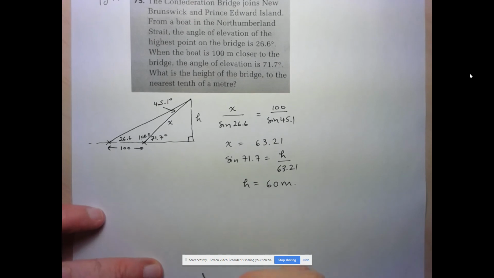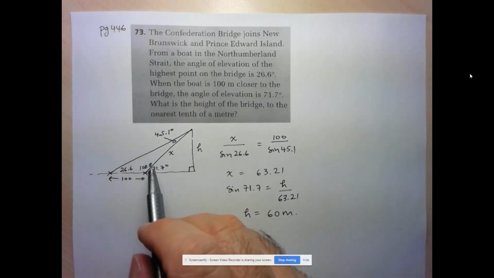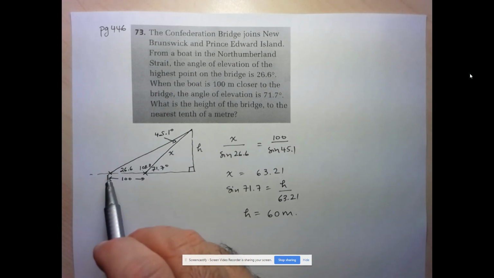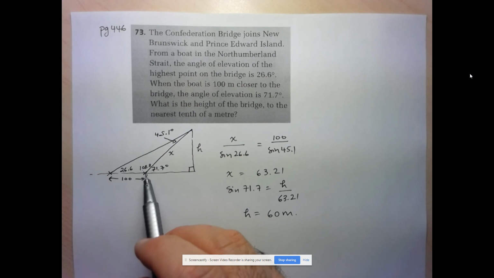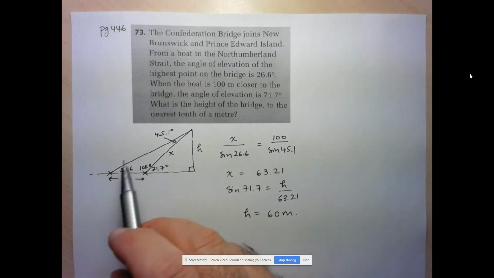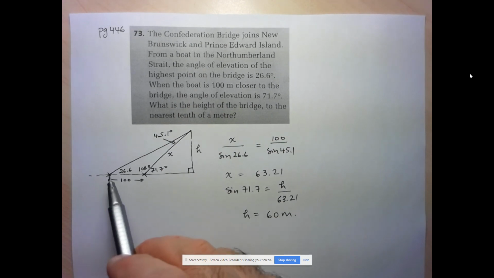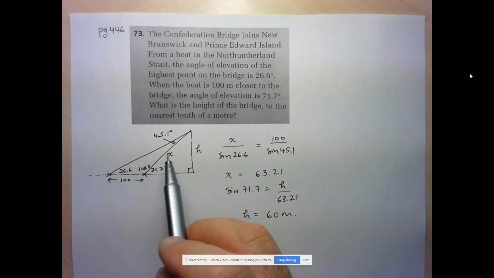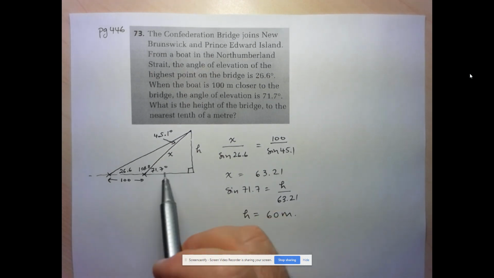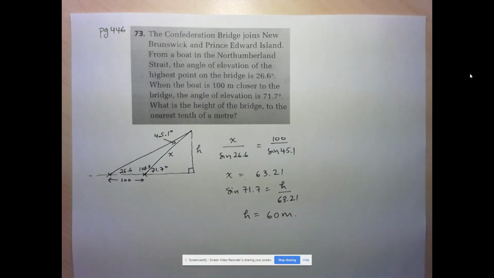So let's just do a recap. Step number one is, of course, getting the correct diagram, realizing that you're looking up at an object from one point, and then you're moving forward and looking at it from another viewpoint, and that created these two triangles. From there, I realized that I could use the non-right triangle to determine a side length in the right triangle, which contained the height that I was looking for. That's it for this one.